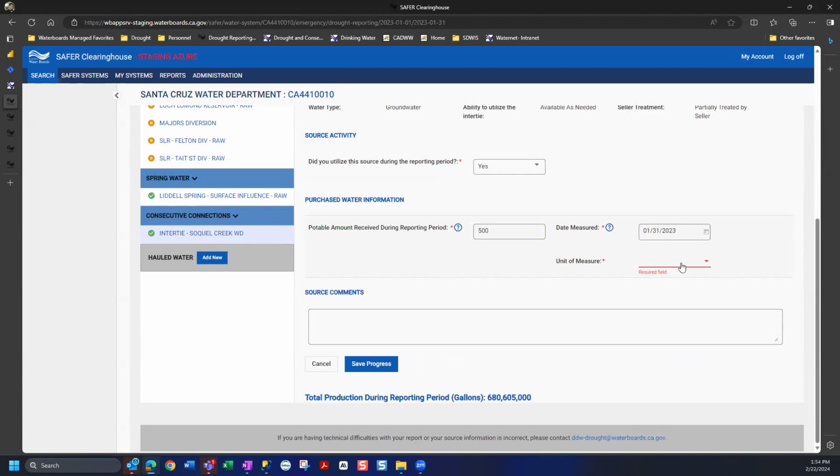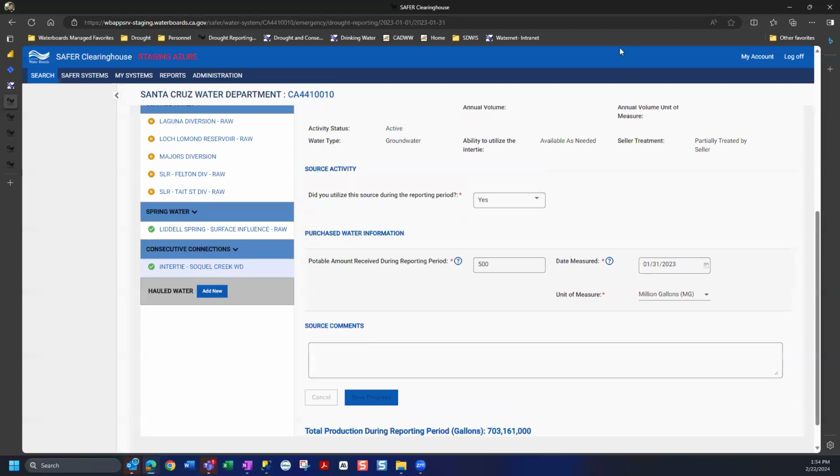The date measured is fixed, and the only thing that needs to be provided is the units of measure. There's an optional source comments box here. You do not have to provide anything here, but we will accept that to be provided. And then you have the summary of all of the production that you have entered across all reporting periods listed here.